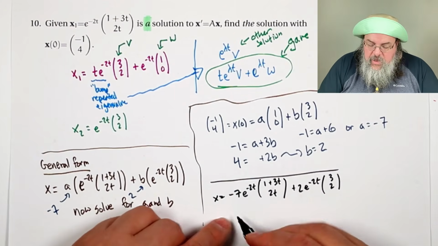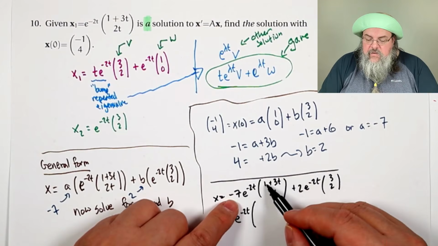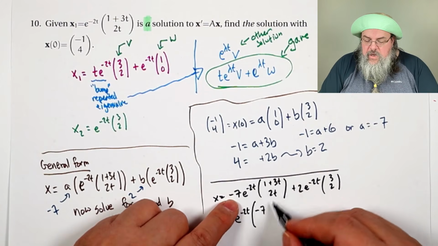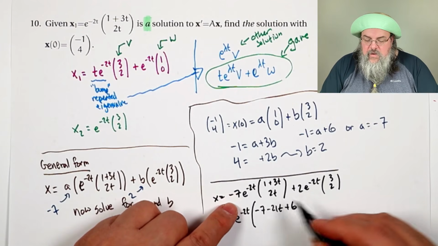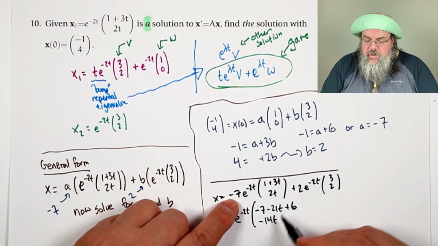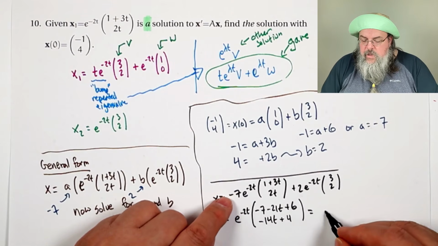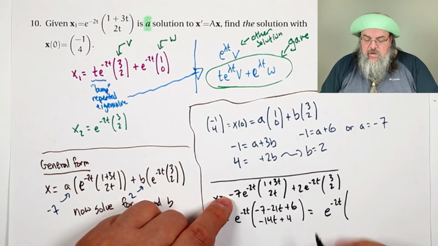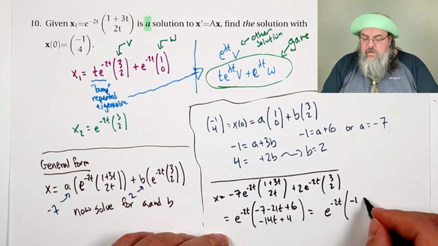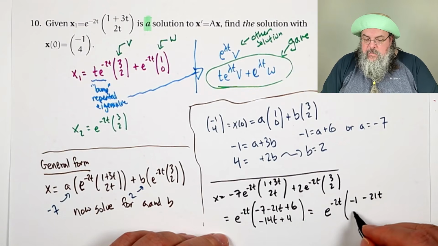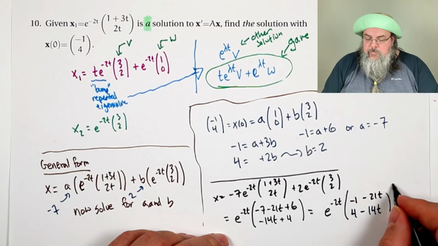We can put this all together. Everything has an e^(-2t). We'll leave that on the outside. Minus 7 minus 21t, and then plus 6. Here, minus 14t plus 4. Or e^(-2t) times minus 7 plus 6 makes a minus 1, minus 21t. And then we have a 4 minus a 14t.